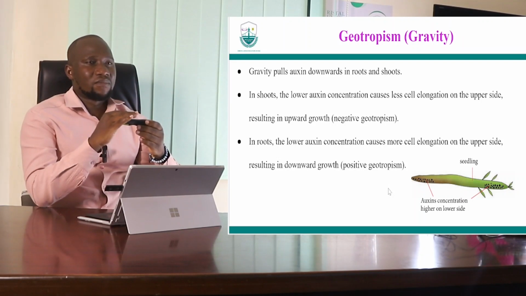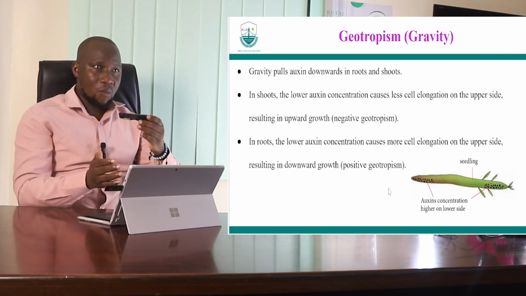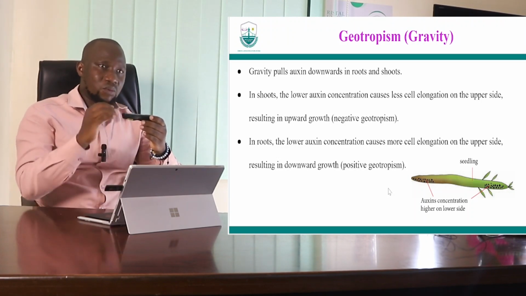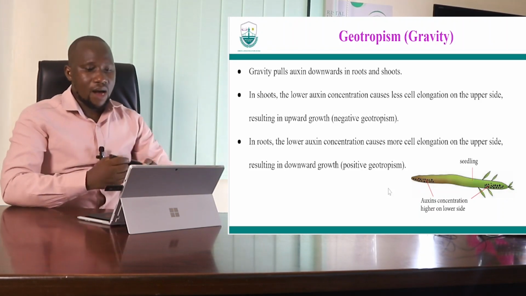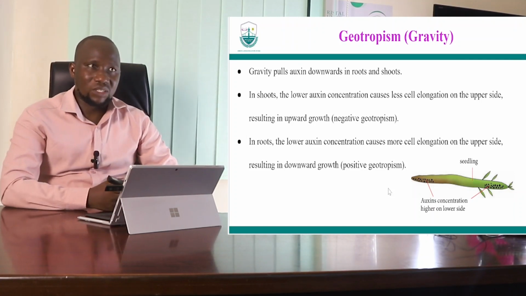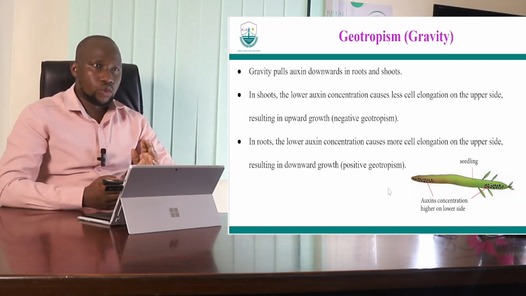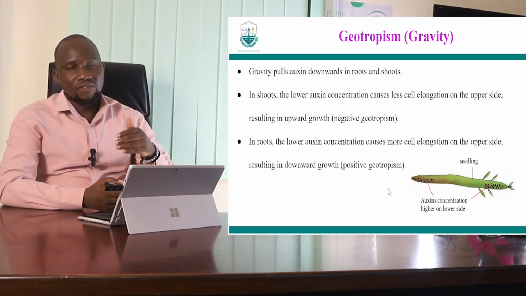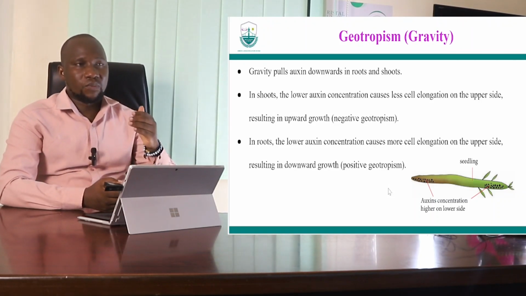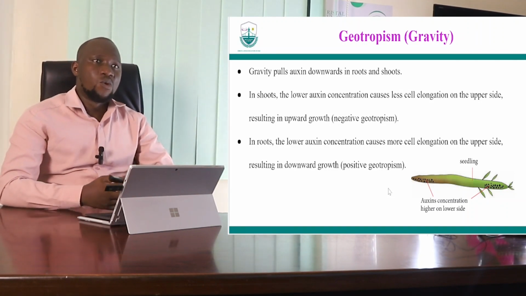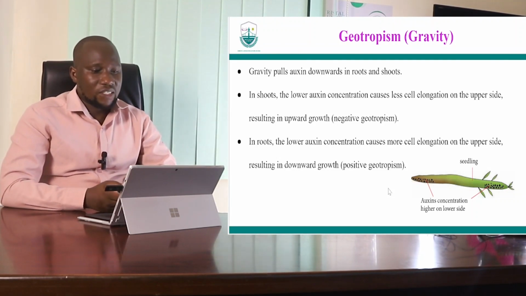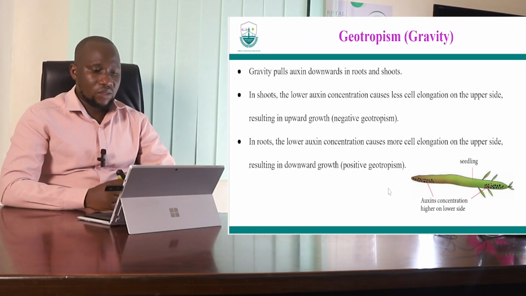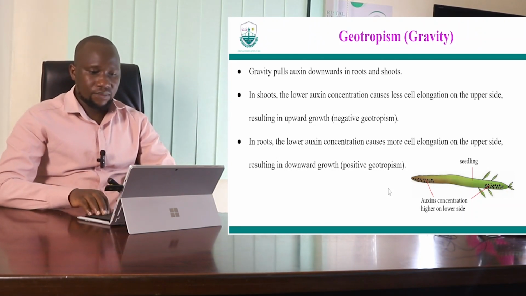Where you have less for the root, you will have more cell elongation, more growth. So the root will grow downward, whereas the shoot will grow upwards. That is basically what happens, and that's why we say that the shoot responds negatively towards the force of gravity, whereas the roots respond positively towards the force of gravity. Okay, so that is what you see there.